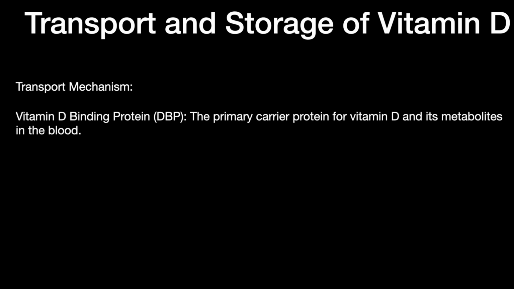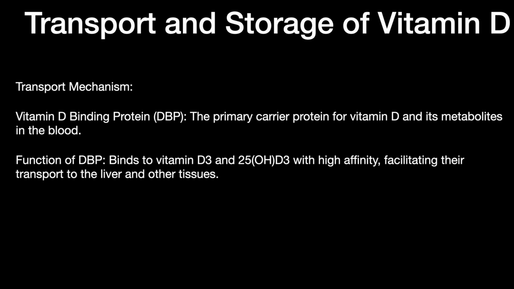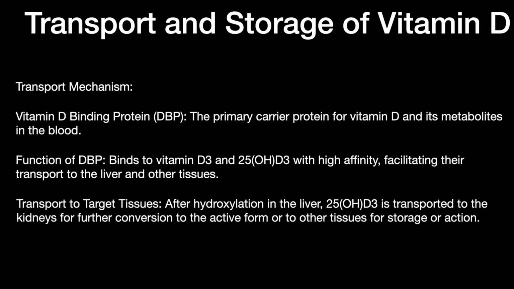Now the transport and storage of vitamin D. The transport mechanism is through DBP, the primary carrier protein for vitamin D and its metabolites in the blood. Its function is that it binds to vitamin D3 and 25-hydroxy D3 with high affinity, facilitating their transport to the liver and other tissues.